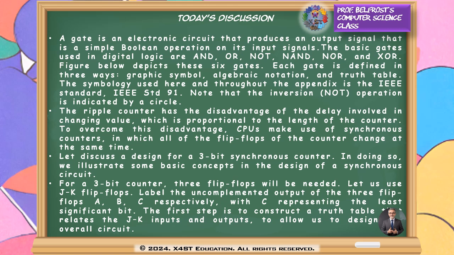The ripple counter has the disadvantage of the delay involved in changing value, which is proportional to the length of the counter. To overcome this disadvantage, we can make use of synchronous counters, in which all of the flip-flops of the counter change at the same time.